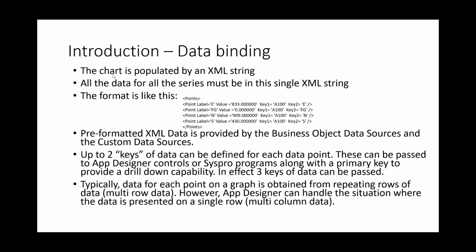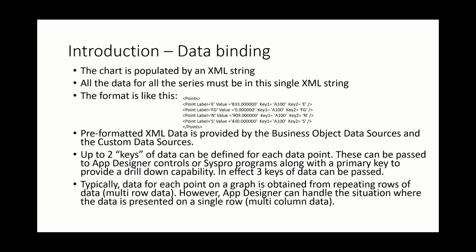Obviously, if you're developing in VB script, you would be creating an XML string in your script looking like this. But the data sources, both the business object one and the custom data source, create this pre-formatted string for you automatically. The 2 pieces of key data that you see there can be passed along with the primary key for the app into either other controls or Syspro programs to allow you a drill down capability straight from the graph, and we'll see this in the worked examples where we will be drilling down to Syspro programs and list views and things like that.